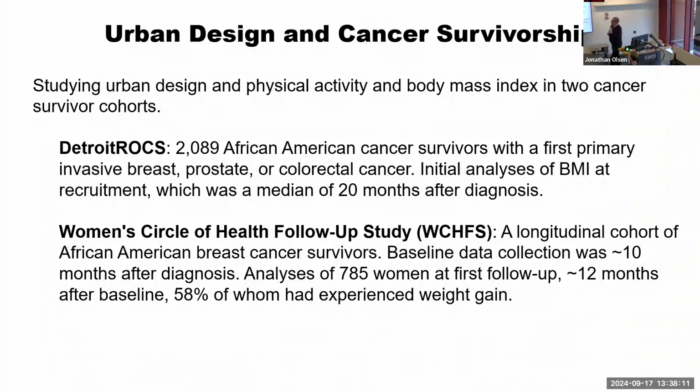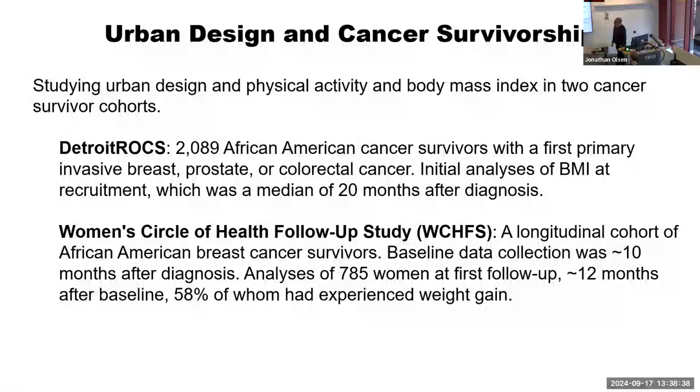One of them is in Detroit, which we call the Detroit Rocks cohort. It's 2,000 African-American cancer survivors, first primary breast, prostate, or colorectal cancer. Our initial analysis of BMI is at recruitment, and recruitment was more or less 20 months after diagnosis. So there's a pretty good lag period between diagnosis and when these women were enrolled into the cohort.